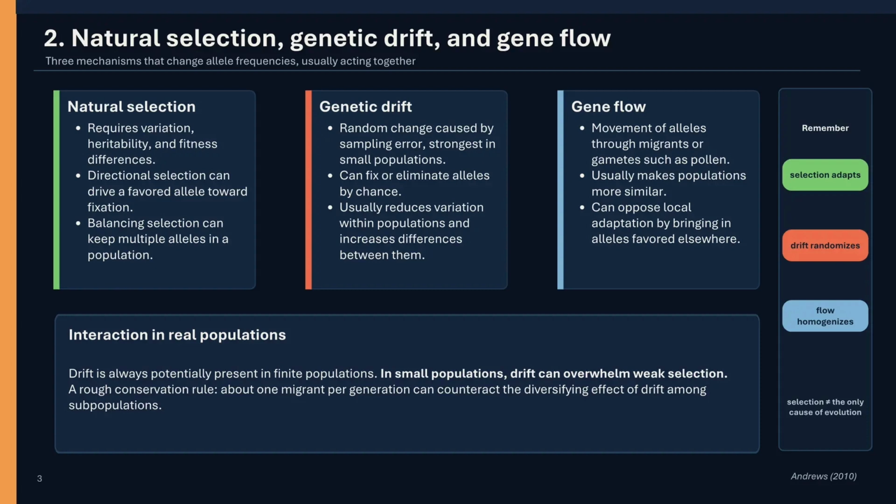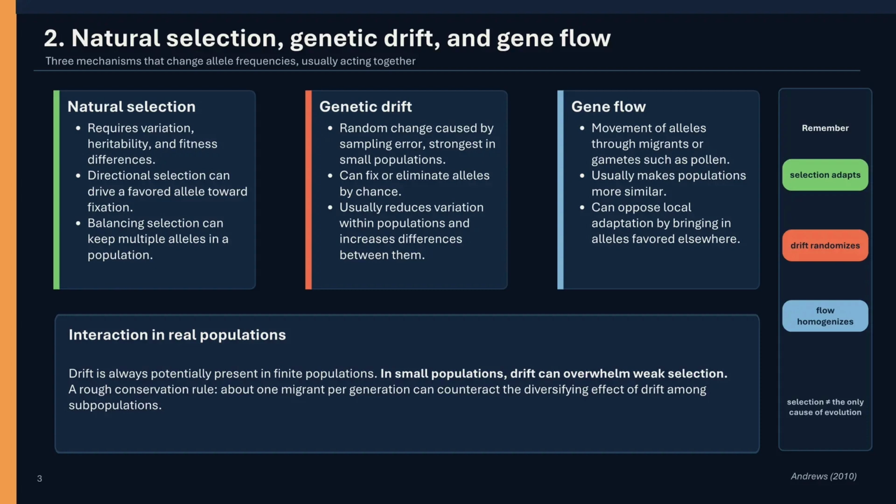For natural selection to occur, three things are needed. Variation exists in a trait, the variation is heritable, and the variation affects fitness. Then, some genotypes survive and reproduce better than others, which causes their alleles to become more common in the population.